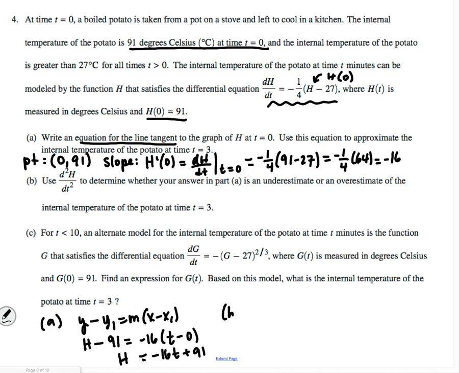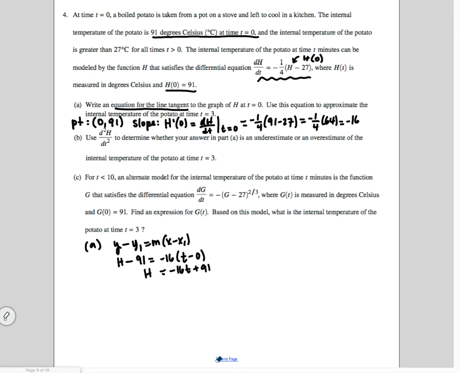So b. Oh, hang on, I didn't finish that one. It says, use this equation to approximate the internal temperature of the potato at time t equals 3. Okay, so it's not really super close. Usually when we have these approximations using tangent lines, we're really, really close to the x value or t value. So we had time 0, and we're jumping all the way to time t equals 3.